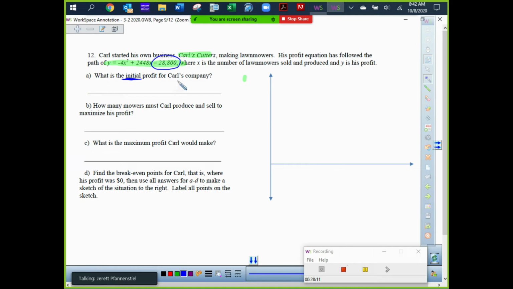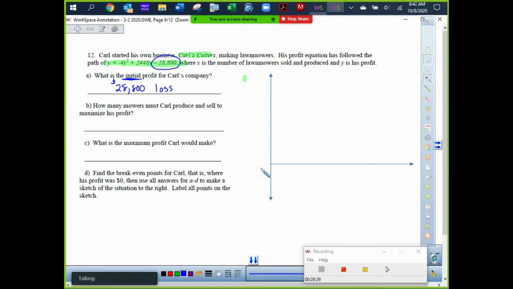Can companies lose money? Is that possible? Yes. So we're going to say $28,800, but we won't call it negative. We're going to say a loss. Why would Carl initially be in negative land? What happened? He's got to buy all the materials to make the lawnmowers, or just buy the lawnmowers from somebody else and then resell them. You know what I mean?